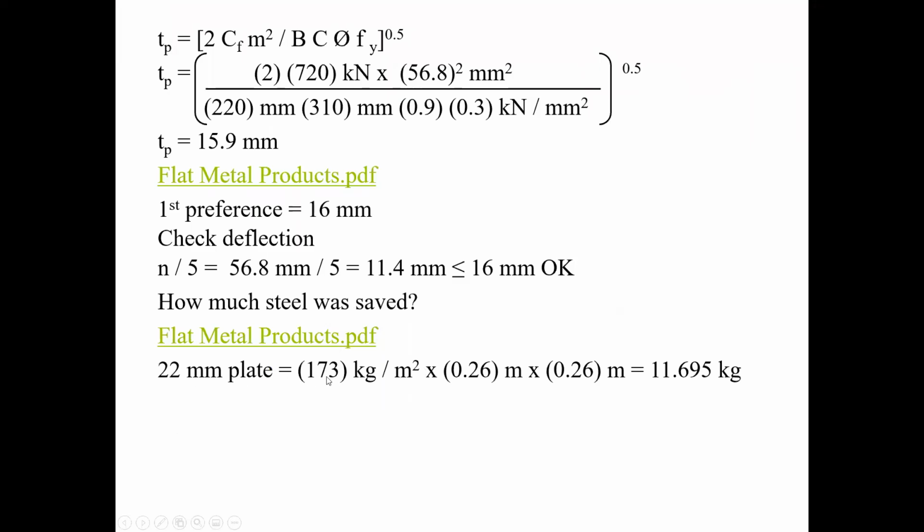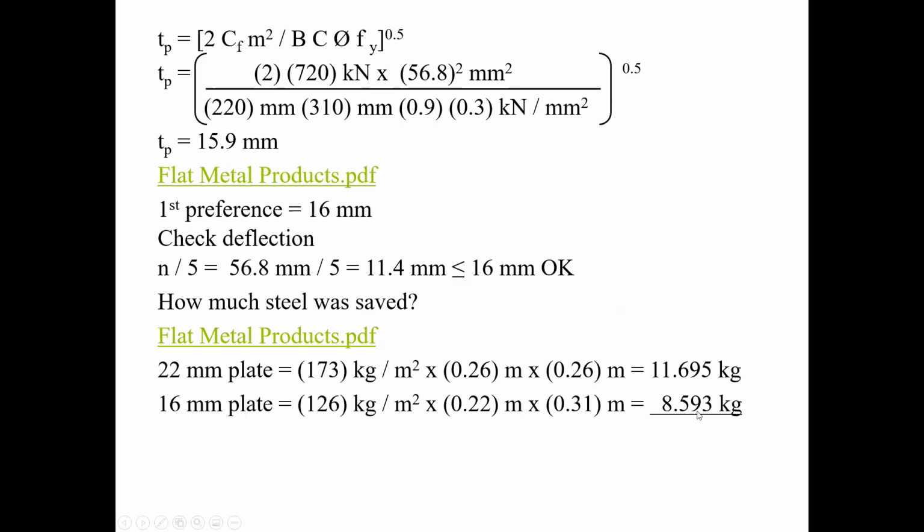So here, the 22 millimeter plate, 11.695 kilograms, and the 16 millimeter plate, 8.5 kilograms. And of course, there's a savings of about 3.1 kilograms, which is close to 7 pounds. Well, or 3 kilograms. And so there is a savings. And of course, like I said, depending on the number of columns you're going to have in your project, you multiply that by the number of columns, and then you start seeing how much you're really saving. So this is it. Any questions so far?